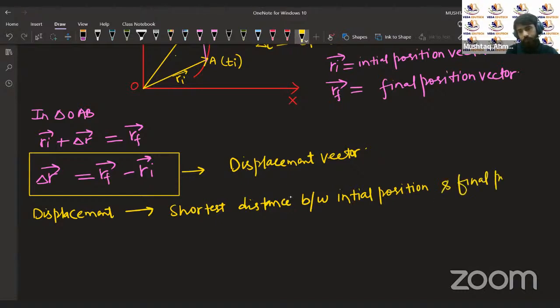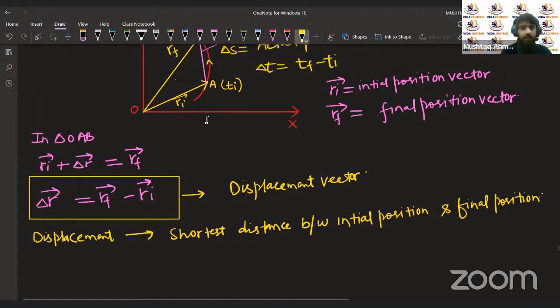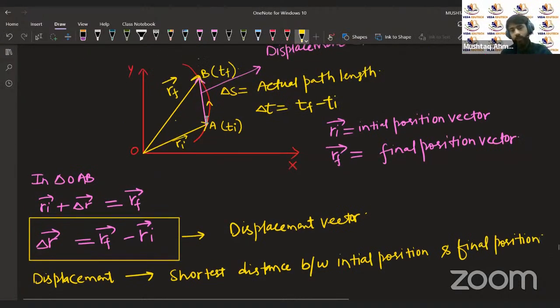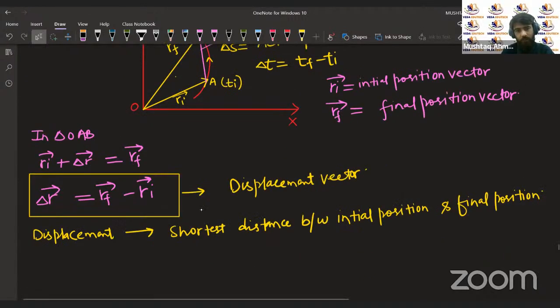And we can also see that in this case, the actual path length is delta s, and this delta s is usually greater than the displacement vector. It will be equal to the displacement only when the particle is moving along a straight line and does not reverse or change the direction of its motion. So in general, the actual path length is greater than the length of the displacement, correct? So this represents our displacement vector.